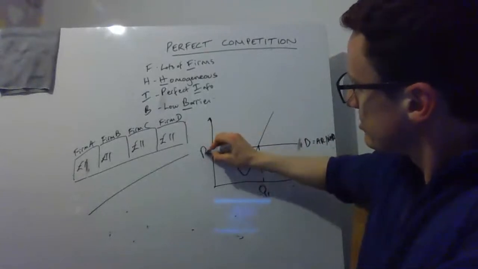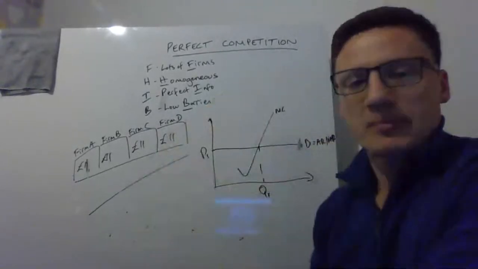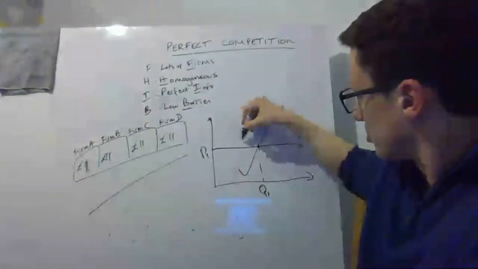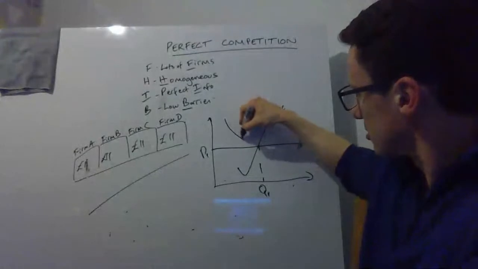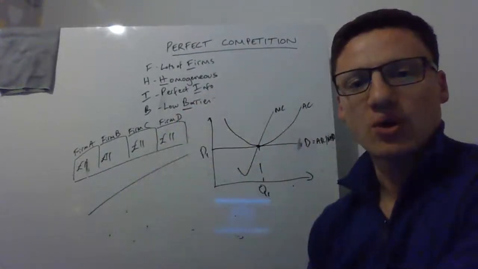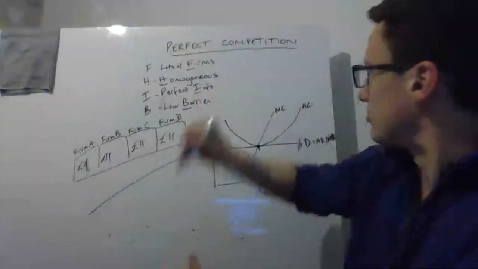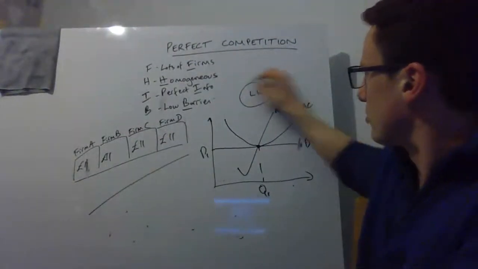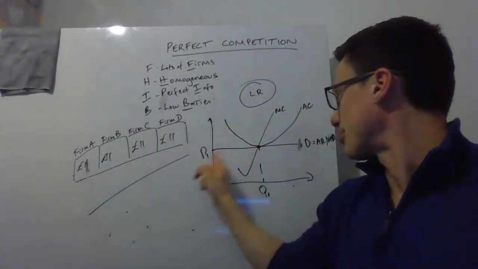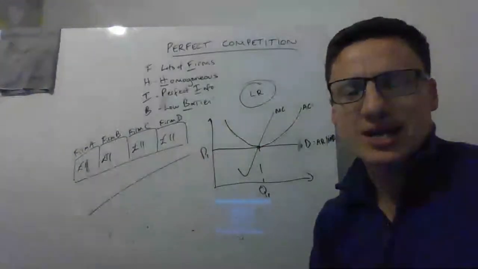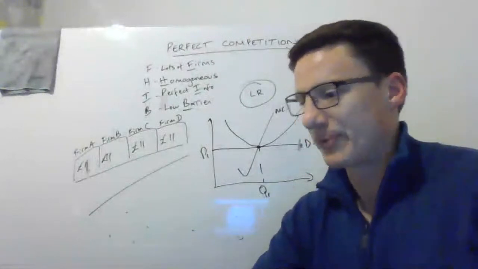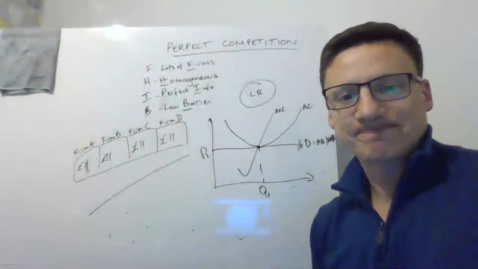MC equals MR. There's my price. Here we go. I'm going to draw my AC curve so that the bottom point here is tangential to the AR curve. That is our long run equilibrium diagram for perfect competition. Okay, we're profit maximizing, but at the profit maximizing point, we're not actually making any economic profit. All right, zero economic profit, normal profit. And that's the perfect competition.